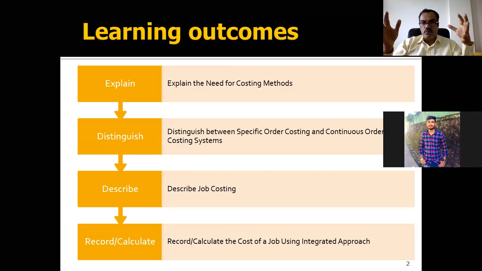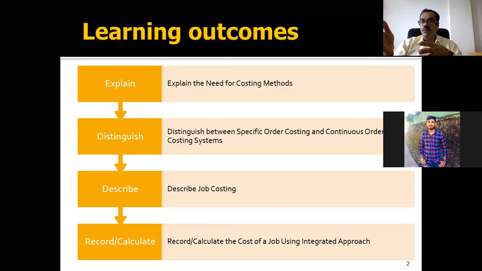Two concepts have been given: specific order costing system and continuous. As the word suggests, specific order means specifically identifiable. Here the word order is there. Actually, order is not necessarily there, but in textbooks it is used as specific order costing. That means specific jobs can be identified, specific tasks can be identified, something like this.